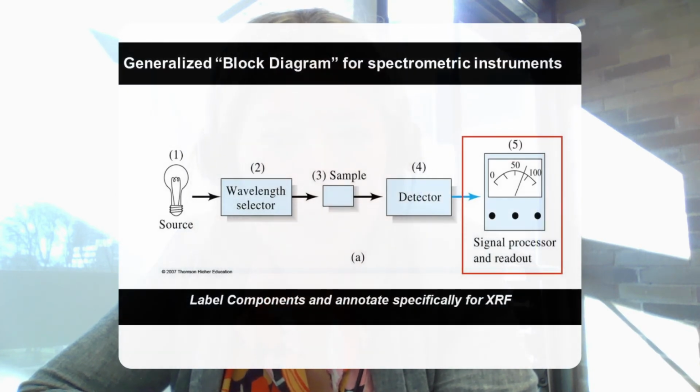The last part of the block diagram is the signal processor and readout. This is a portion of the instrument that receives electrical information from the detector and converts it into a digital form that displays a spectrum on the computer.